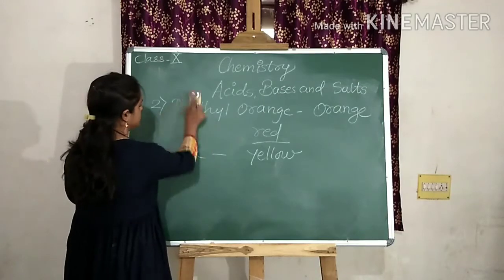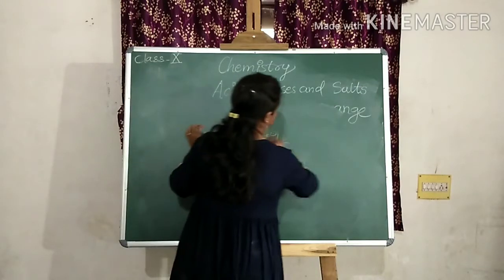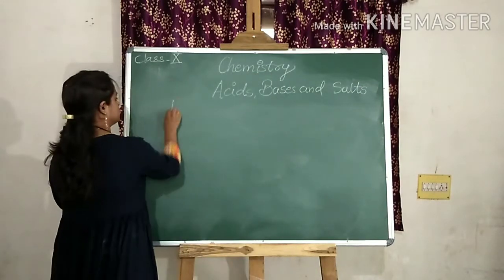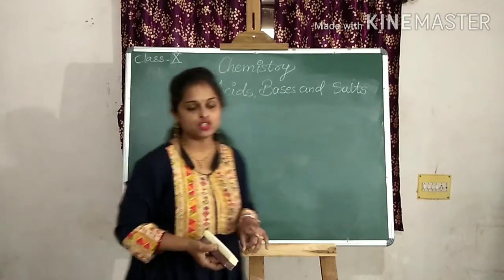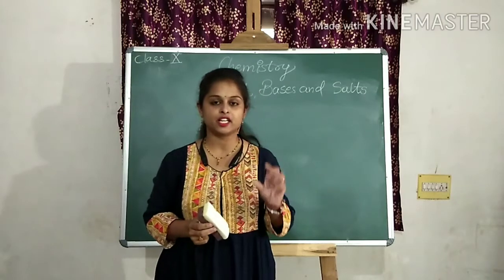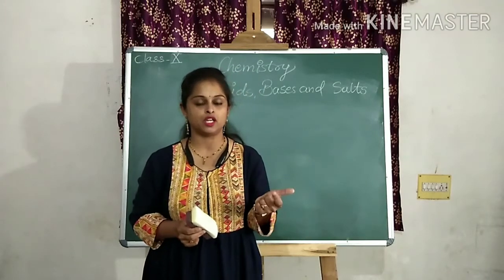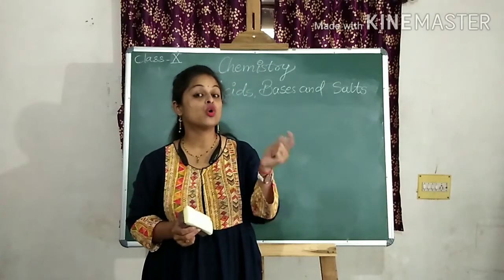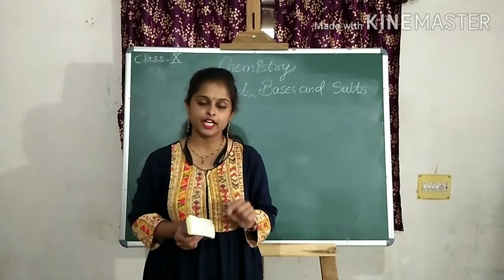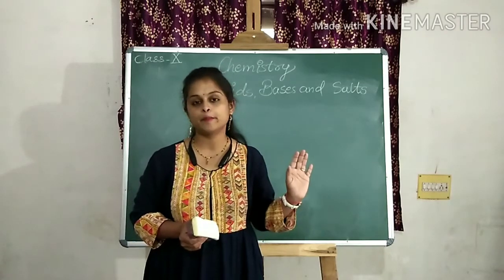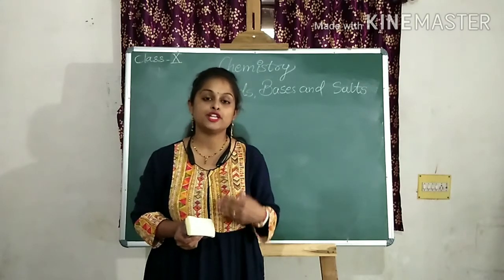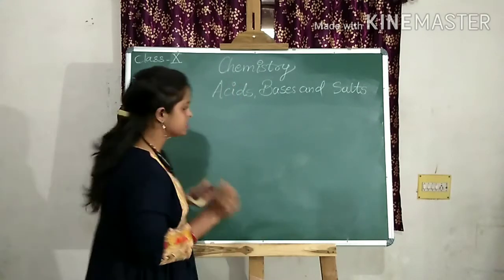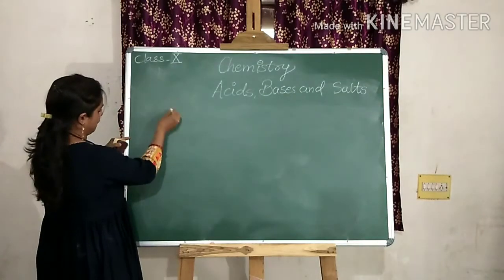Now about phenolphthalein. The original color of phenolphthalein is pink. When it goes into an acidic solution, it becomes completely colorless. And when it comes in a basic solution, it shows pink color. Just have one summary about it.